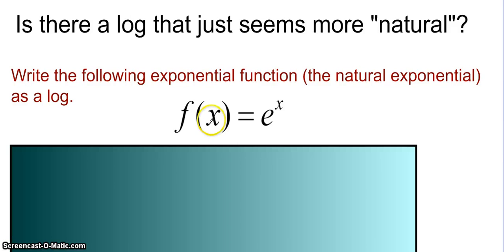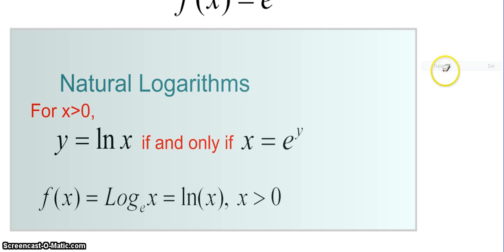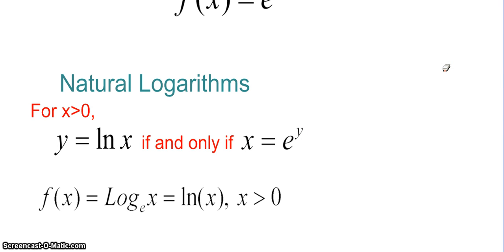We get that by rewriting f of x equals e to the x as a logarithm. And so that becomes the natural log. If we rewrite that as an exponential, we get f of x equals log base e of x. We shorten this by writing ln of x. So f of x equals log base e of x is the same as ln of x. Those are what we call the natural log. Obviously x still has to be greater than 0. This is the natural log.